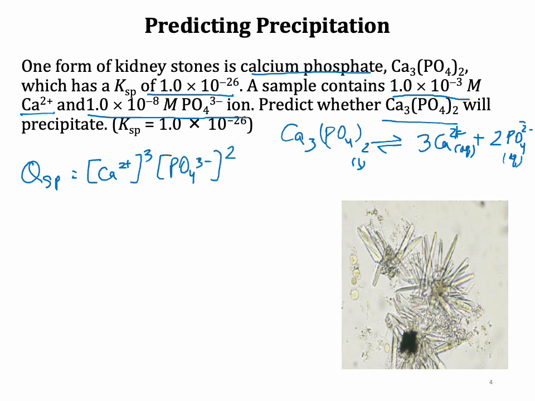So it's 3 minus squared because of the coefficient, right? Calcium is 3 and phosphate is 2. And the concentration of calcium is given to me, so I'm just going to plug in 1.0 times 10 raised to the power minus 3 cubed times 1.0 times 10 raised to the power minus 8 squared for phosphate. And we solve for these concentrations and then we compare it to KSP.